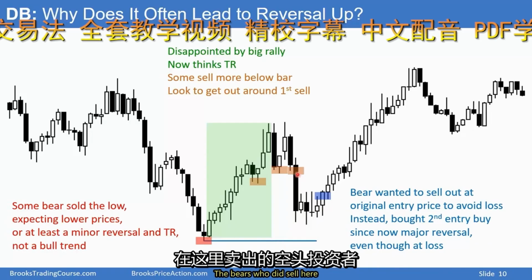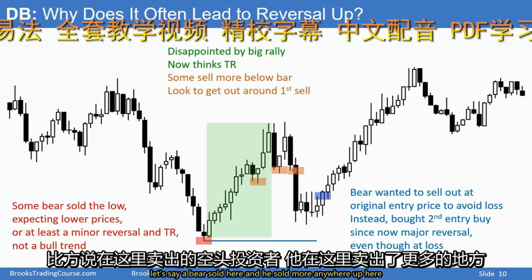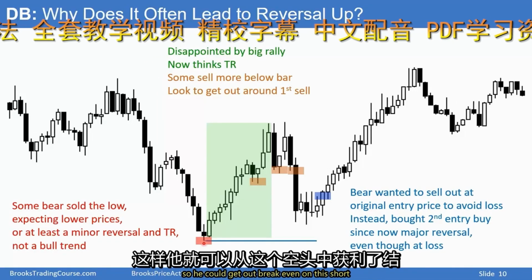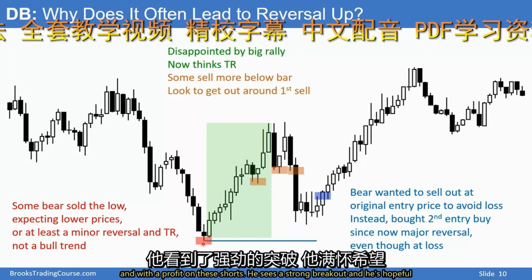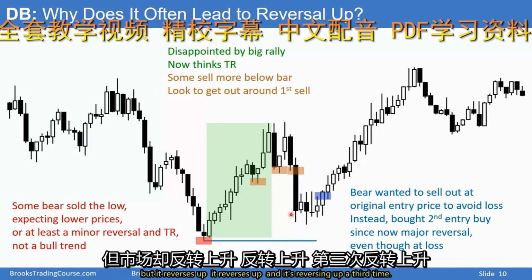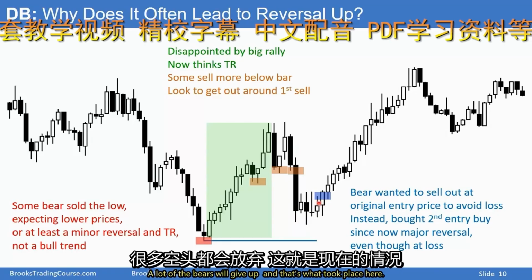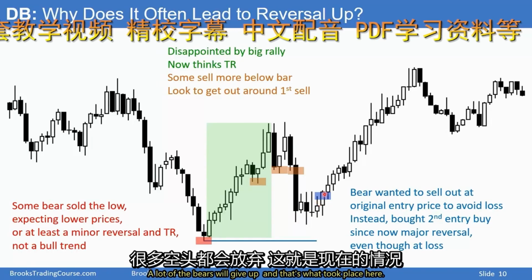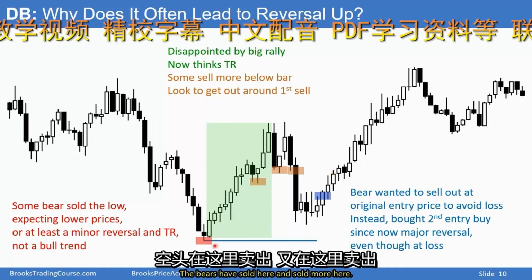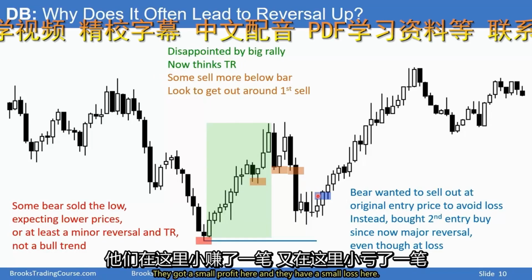The bears who did sell here, let's say a bear sold here and he sold more anywhere up here, he's hoping the market comes down to his prior low so he could get out break even on this short and with a profit on these shorts. He sees a strong breakout and he's hopeful, but it reverses up. It reverses up, and it's reversing up a third time. A lot of the bears will give up, and that's what took place here. The bears giving up, and the bulls buying. The bears who sold here and sold more here, they got a small profit here, and they have a small loss here.